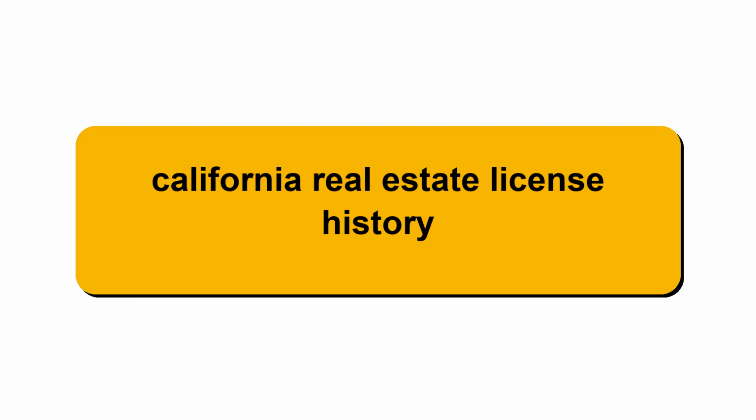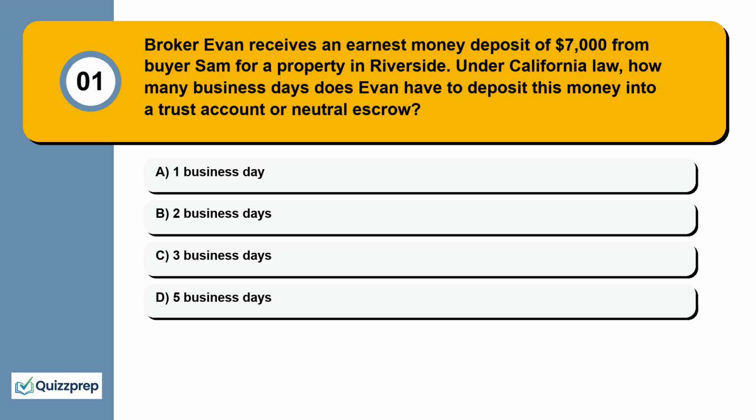California Real Estate License History. Question 1. Broker Evan receives an earnest money deposit of $7,000 from buyer Sam for a property in Riverside. Under California law, how many business days does Evan have to deposit this money into a trust account or neutral escrow? 1 business day, 2 business days, 3 business days, 5 business days.